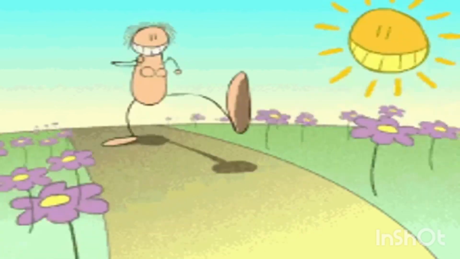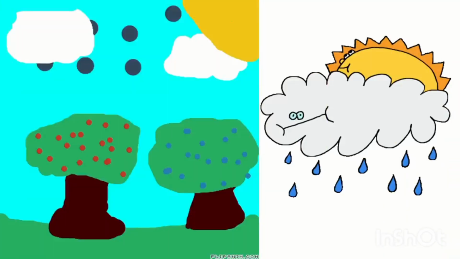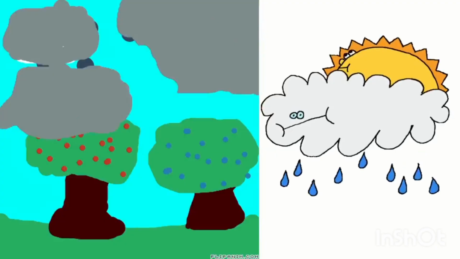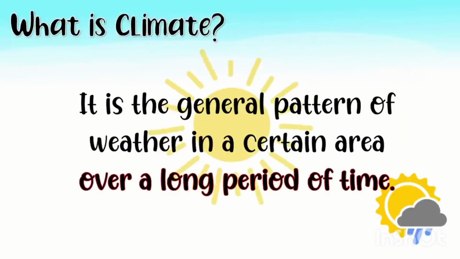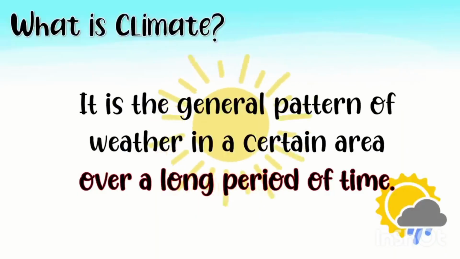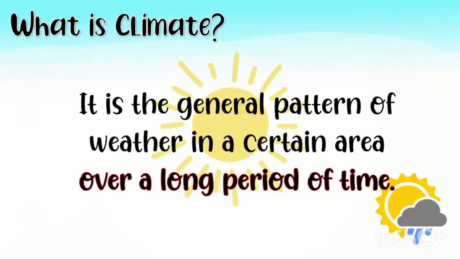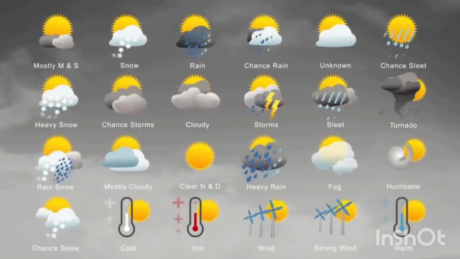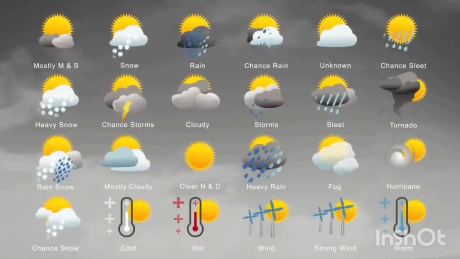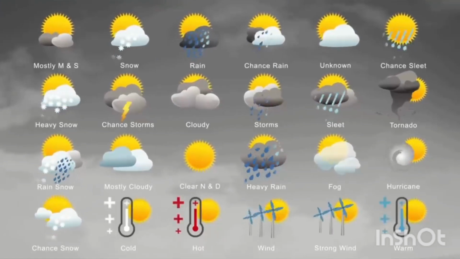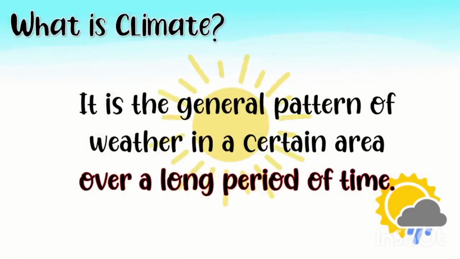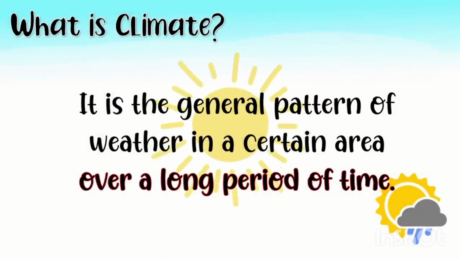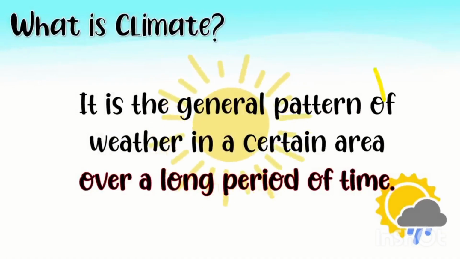In addition, weather may change from time to time or day by day. Let's do climate. It is the general pattern of weather in a certain area over a long period of time. To tell the climate of a certain area, scientists study its precipitation and temperature for a period of 30 years. That is why climate is the average weather condition of the place for a long period of time.